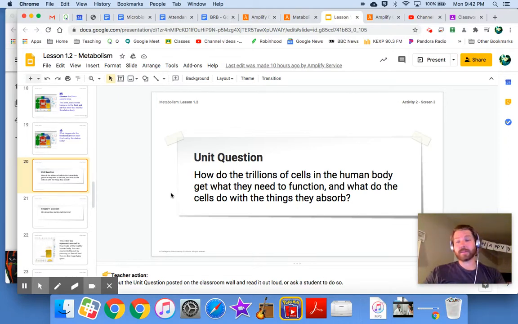One of the things that they need those cells for is to get the nutrients that they need. They need to get oxygen. They need to get food and fuel. So how do the trillions of cells in the human body get what they need to function? What do the cells do once they do get it?